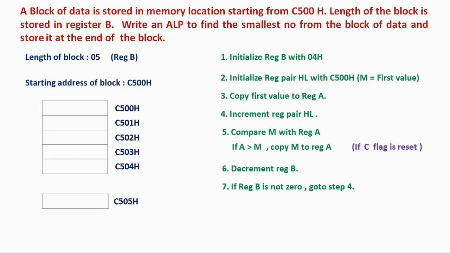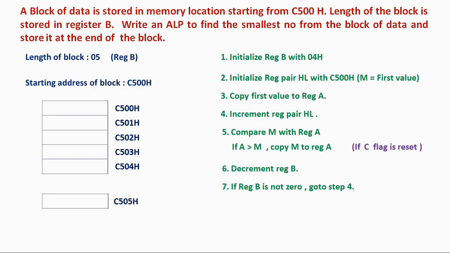We'll do the comparison of the small number and M. If M is again smaller than A, then we'll move that M to the register A. Otherwise, no need to move it. Then decrease register B by 1. So B will be 1. Again B is not 0, so go to step 4. Increase the HL value. So now your HL is C504H, meaning the last number is in M.